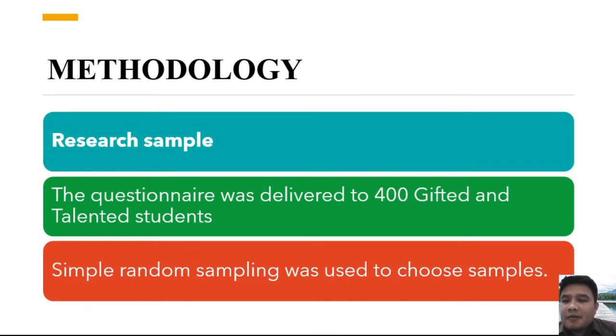Alright, the research sample. This questionnaire was delivered to 400 gifted and talented students enrolled in the secondary education program at Genius Pintar Negara, Universiti Kebangsaan Malaysia. Simple random sampling was used to choose the sample. There were 140 level 2 students aged 15 to 17 years old, 50 level 1 students aged 14 to 15 years old, 70 foundation 3 students, 70 foundation 2 students, and the last, 70 foundation 1 students.